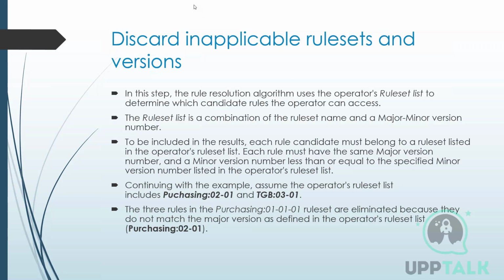So let's take an example. Operator rule set list here. Look at bullet point 4, where we are considering the operator's rule set list has two rule sets: purchasing O201 and TGB O301. Now I will compare all the given rule candidates with these two rule sets. So for purchasing, it has to be O201. For TGB, it has to be O301.